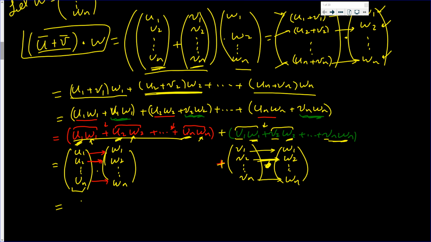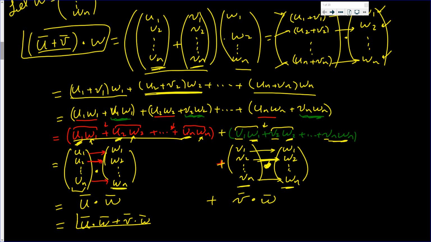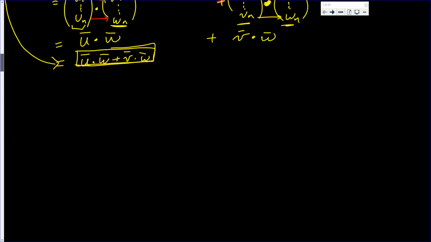Because this vector is u, and I am dotting it with this vector, which is w, plus this vector, which is v, being dotted with this vector, which is w, which is u dot w plus v dot w. You can put the vector hats if you like. But the bottom line is I showed that this equals this. And that's all I was supposed to show. That is letter C.